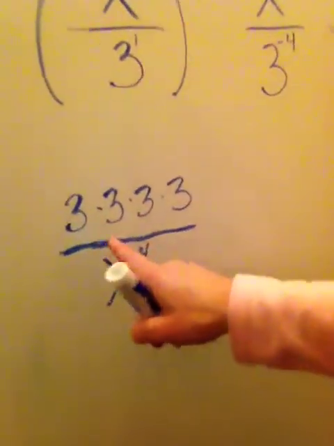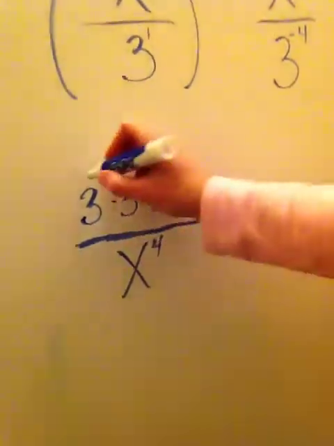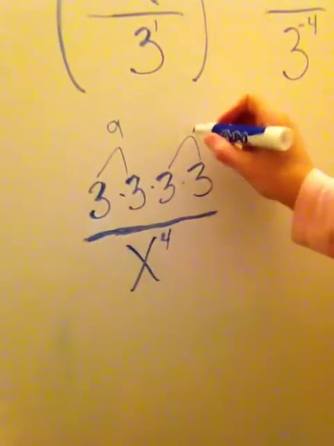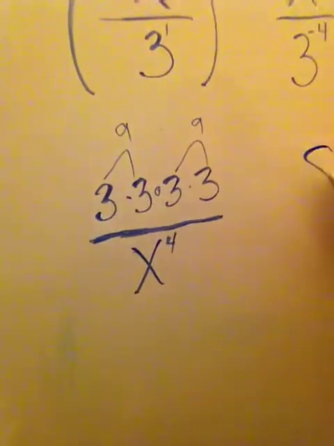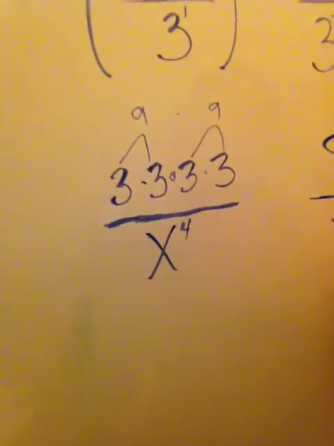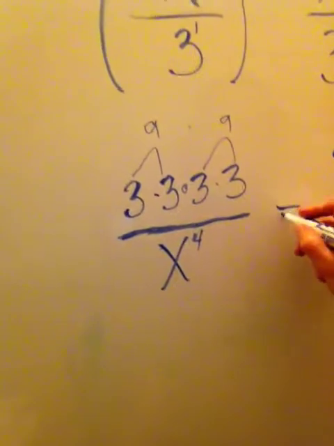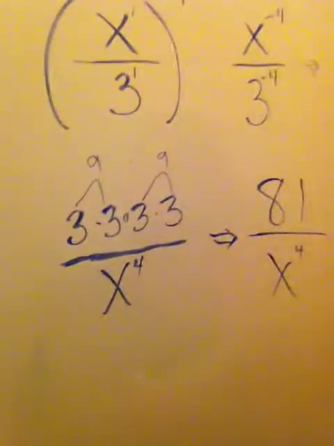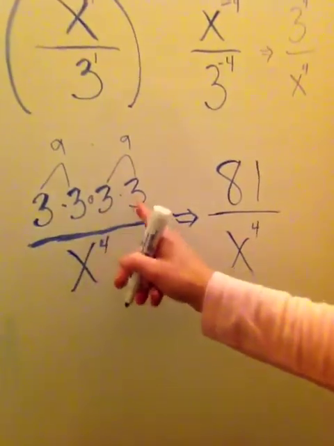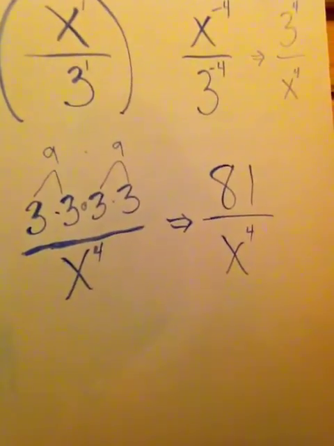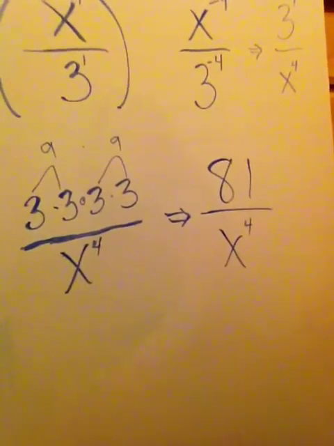Okay, so let's figure that out. 3 times 3 is 9. And this is 3 times 3, which is 9. And then we're timesing. 9 times 9 is 81. So we get 81 over x to the 4th. And we could have done 3 times 3 is 9, times 3 is 27, times 3 is 81 as well, if you were wondering why we went that way. Okay, so that's really all that part of it, which is really, like I said, kind of fun.